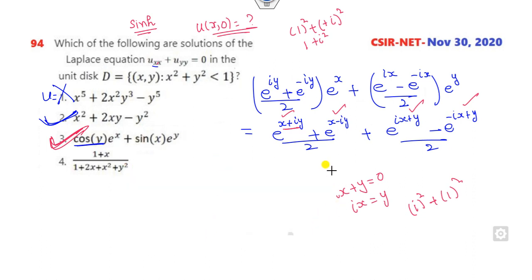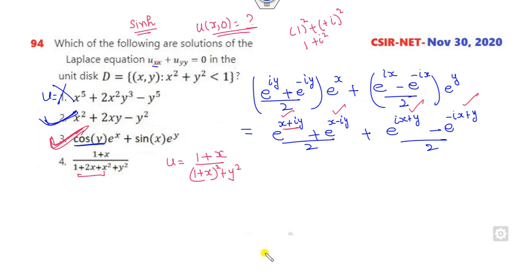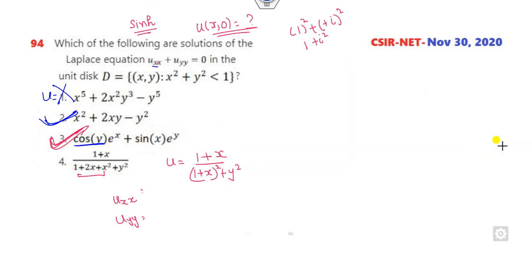Now look at the last option, how you can check this. So you can see the solution will be u is 1 plus x over x square plus y square. I can write this as here. Again the first method is you can find uxx and uyy, but you can see there is a square, you have to take the u over v. That's a lengthy calculation. But what is the shortcut trick for you? You can write this equation in polar coordinates.